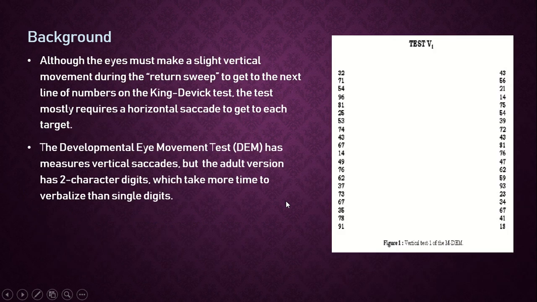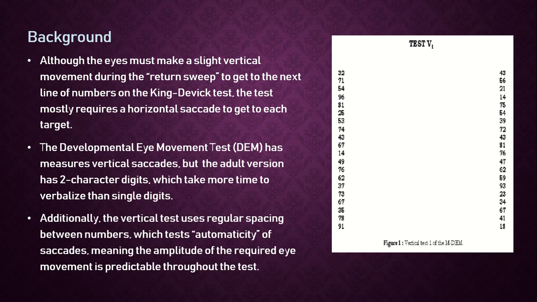There is another test called the Developmental Eye Movement test, which does measure vertical saccades, but the adult version has 2-digit numbers rather than 1-digit numbers, and it takes longer to say them. Additionally, on this DEM test, there is an equal amount of spacing between the numbers as you go top to bottom or bottom to top. It tests saccades, but it tests what's called the automaticity of the saccades, meaning the amplitude of the movement that needs to be made between each of these numbers is the same.